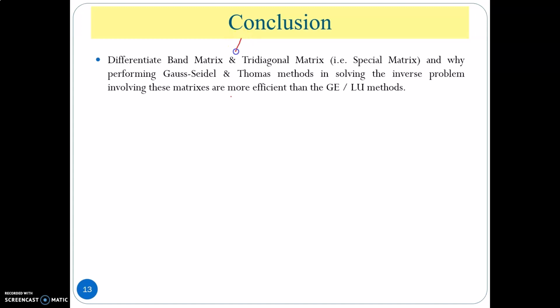In summary, if you want to solve an inverse problem involving AX equal to B, where you want to solve the unknown X, if the system matrix A is a special matrix, such as the band matrix or the tri-diagonal matrix, then we can use a more efficient algorithm such as the Gauss Seidel and the Thomas method to solve this problem instead of using the Gauss elimination and LU decomposition method.